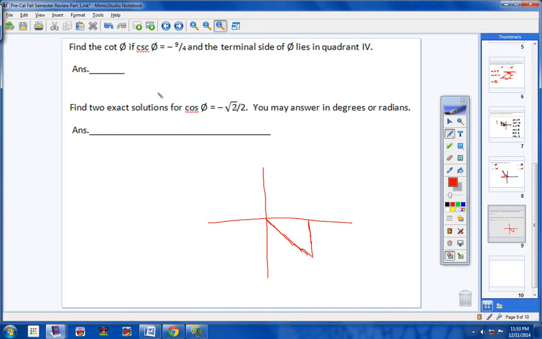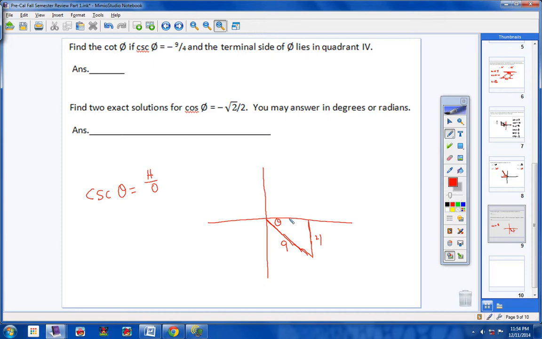Now they're telling me the cosecant of this angle here, we'll call it theta, is negative 9/4. Now think about that, guys, come on. The cosecant of an angle is what? The reciprocal of sine. So it would be hypotenuse over opposite. So here's my angle. The hypotenuse is 9. Using Pythagorean's theorem, let's find this third side really quick here.